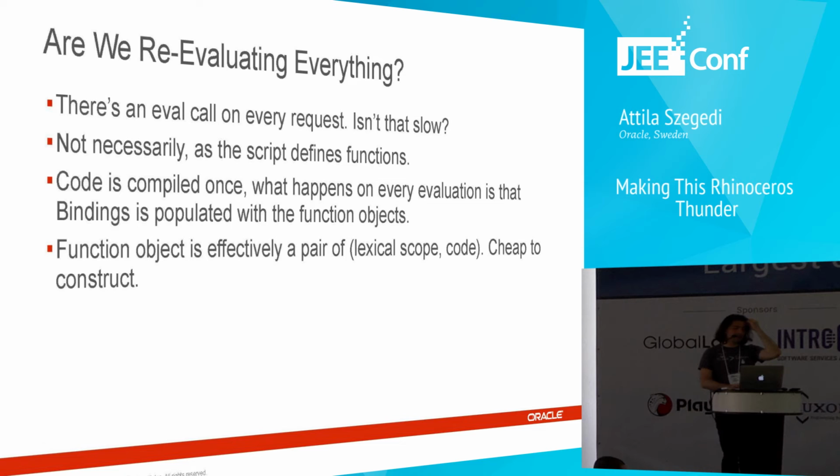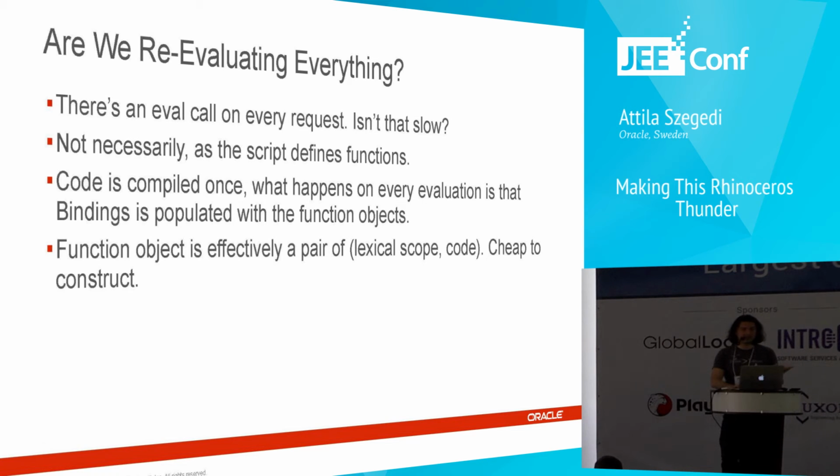There's also the question, are we evaluating everything? Because there's an eval call on every request, so all the functions that are defined in crypto will be populated into this global scope. Again, this is something that you theoretically have to do because your JavaScript program is evaluated every time. However, this is fairly cheap because all those functions are just first-class objects. So what happens is that you just populate your top-level global scope with already predefined code objects, basically. So that's cheap to construct and runs pretty fast.